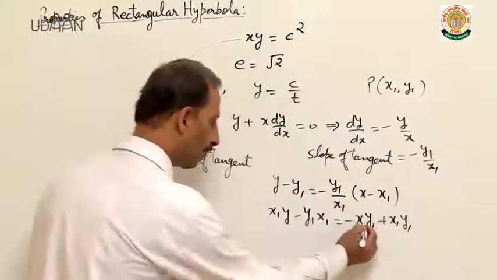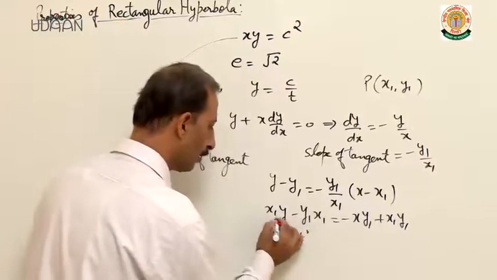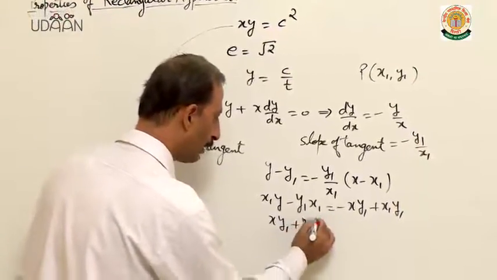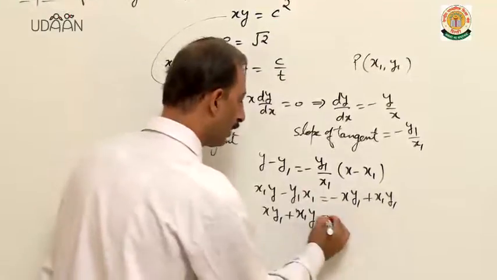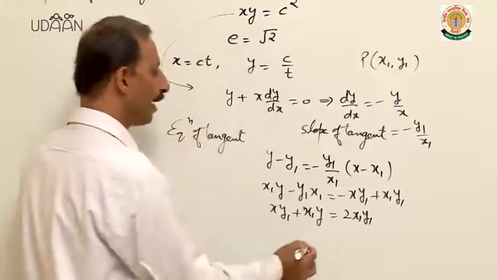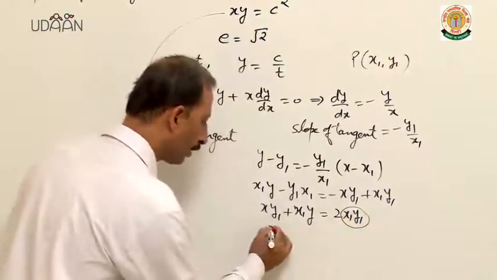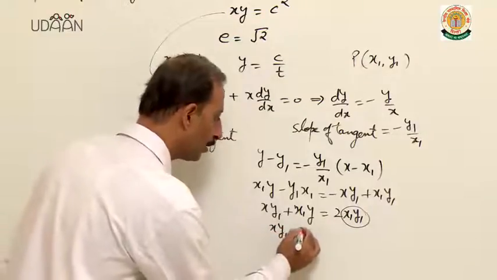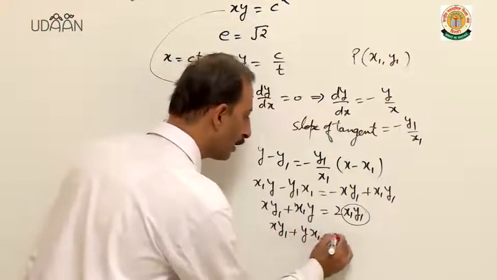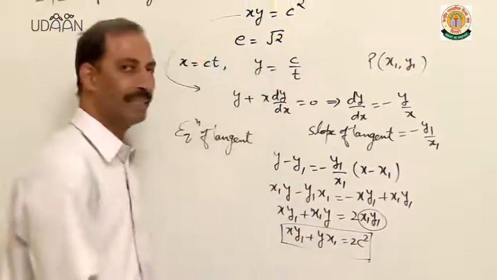See children, here transfer this quantity this side: x y1 plus this term as it is x1 y, transfer this to the other side, 2 times x1 y1, and x1 y1 you can replace by c square also. So equation of tangent is x y1 plus y x1 is equal to 2c square. That is known as equation of tangent in point form.